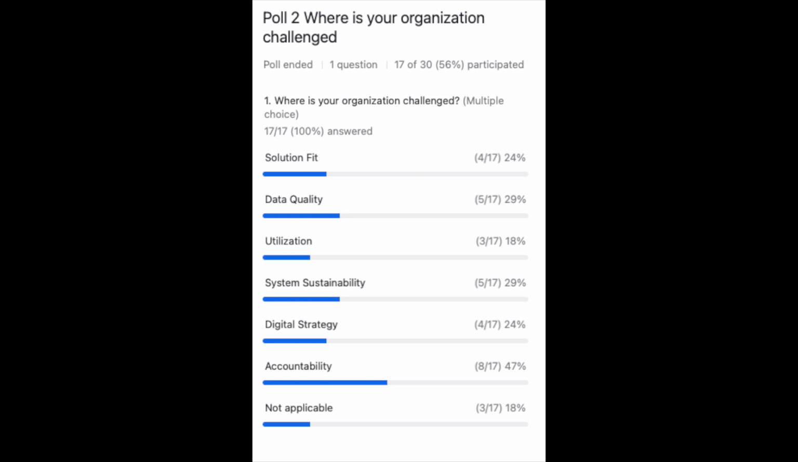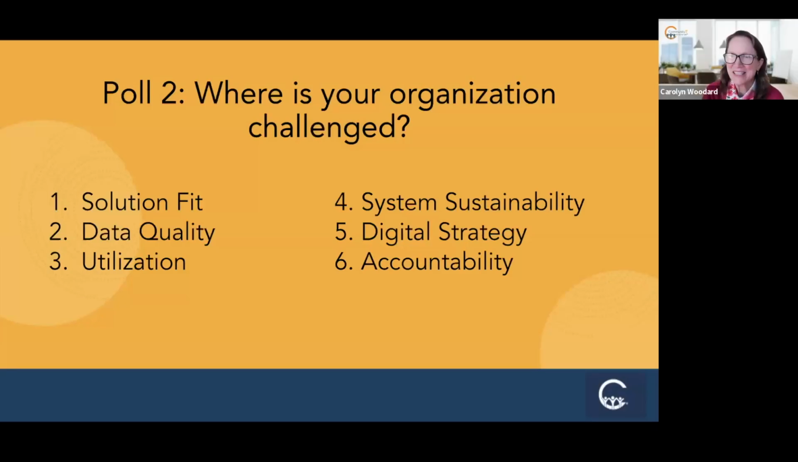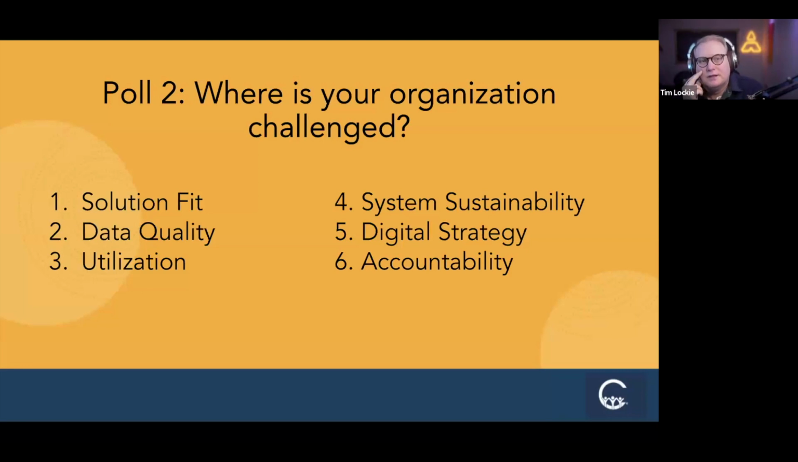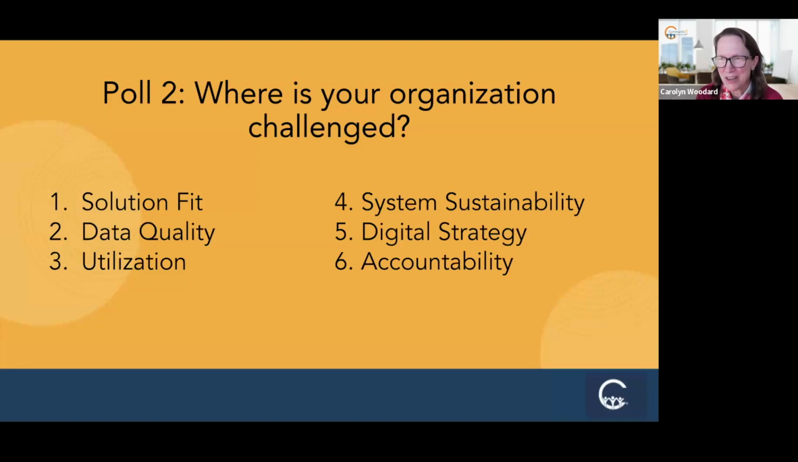Accountability was 47%. The next highest was a tie between data quality and system sustainability. The third one is another tie between solution fit and digital strategy, and utilization was last, which makes sense since it was first on the other one. That does make sense. Yeah. And I think what's interesting here too is there's no one that was highest for a lot of people. There's a pretty good spread of the things that people are having difficulty with. Yep. Which kind of speaks to what we were talking about earlier. There's something difficult about it in all these different aspects, right?